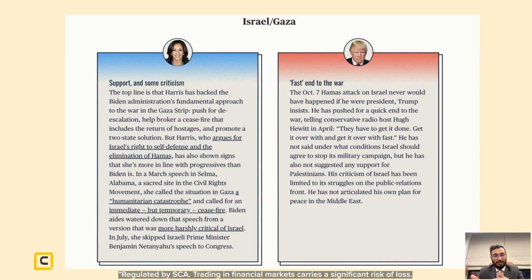There are some signs which have been shown again. So there is a slight difference over here which we have seen between the Republicans and the Democrats. And as we see, even in July, she skipped the Israeli Prime Minister Benjamin Netanyahu's speech to the Congress.